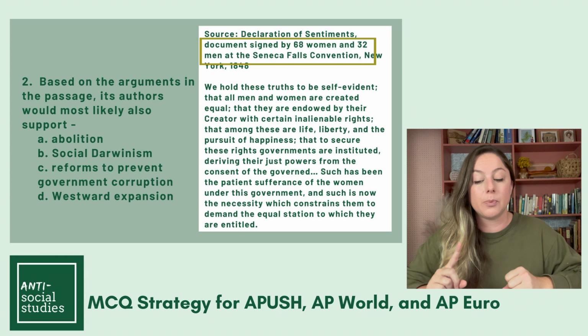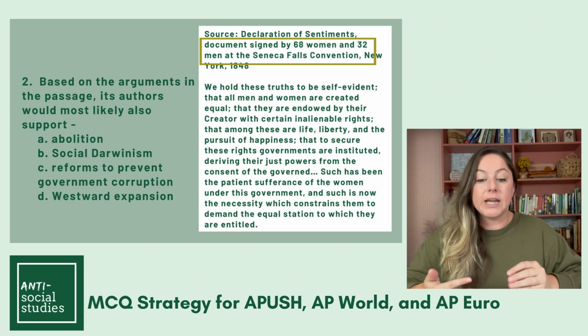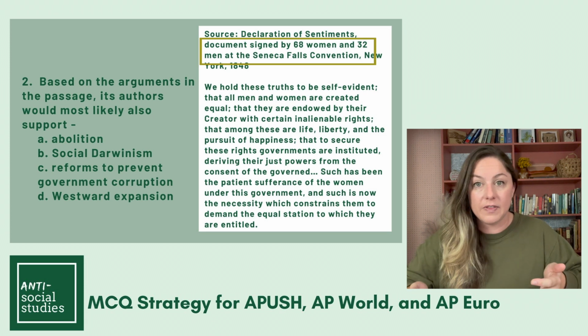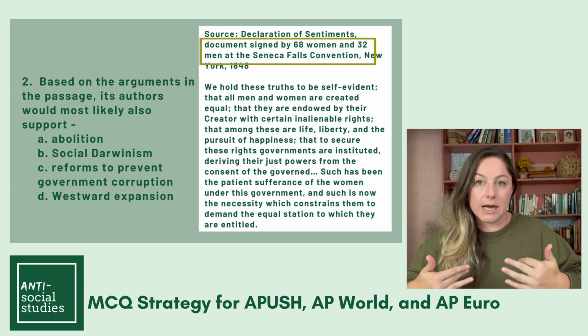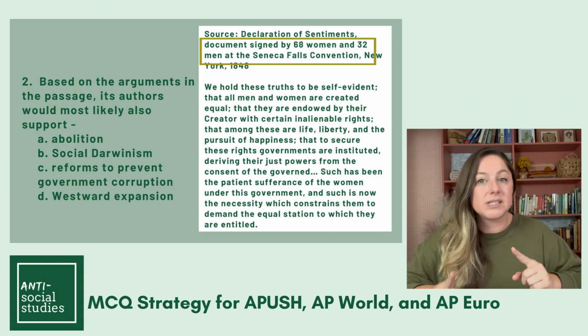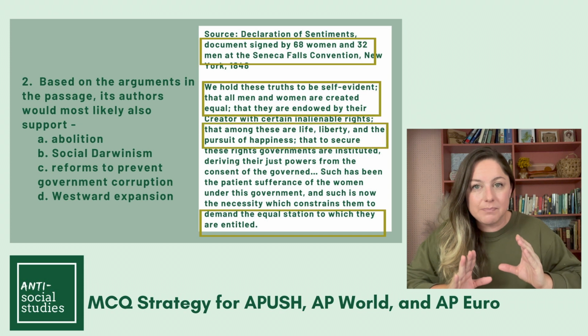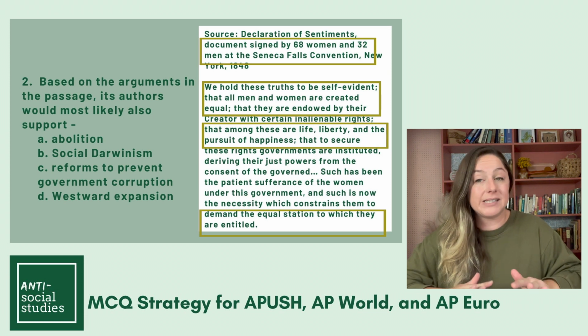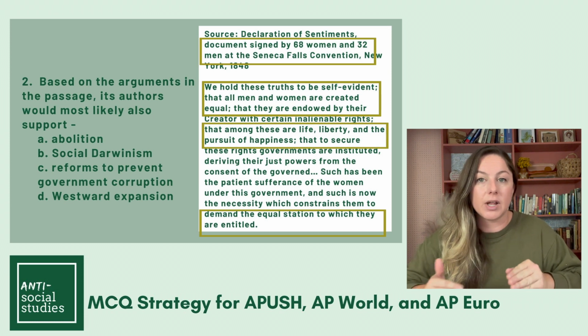Now, I want to be super clear here. There are times when you might know more than the document gives you. Meaning you might, especially if you're in AP US history, you might know a lot about the Declaration of Sentiments. You might know a lot about the Seneca Falls Convention and all the people that were there. And you might wanna draw on all that outside knowledge. But be careful because this question is saying, just strictly based on the arguments we've given you in this document, what other movement might these same words and these same arguments apply to?